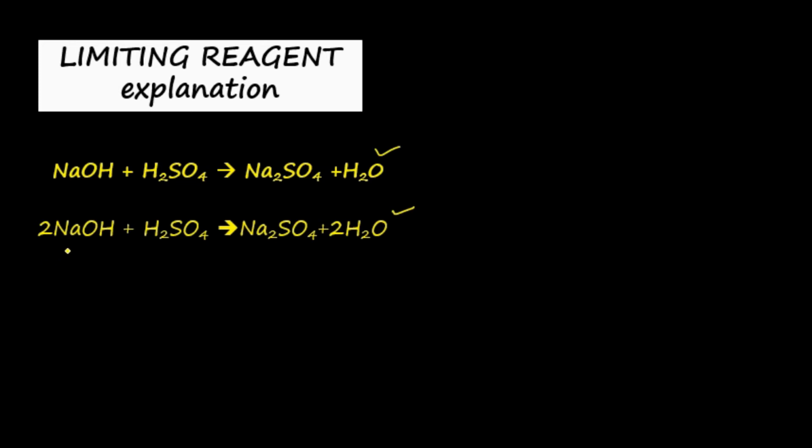2 moles of sodium hydroxide react with 1 mole of sulfuric acid to produce 1 mole of sodium sulfate and 2 moles of water. You know how to calculate the molecular mass and how to convert that into mole. Molecular mass expressed in grams is mole.